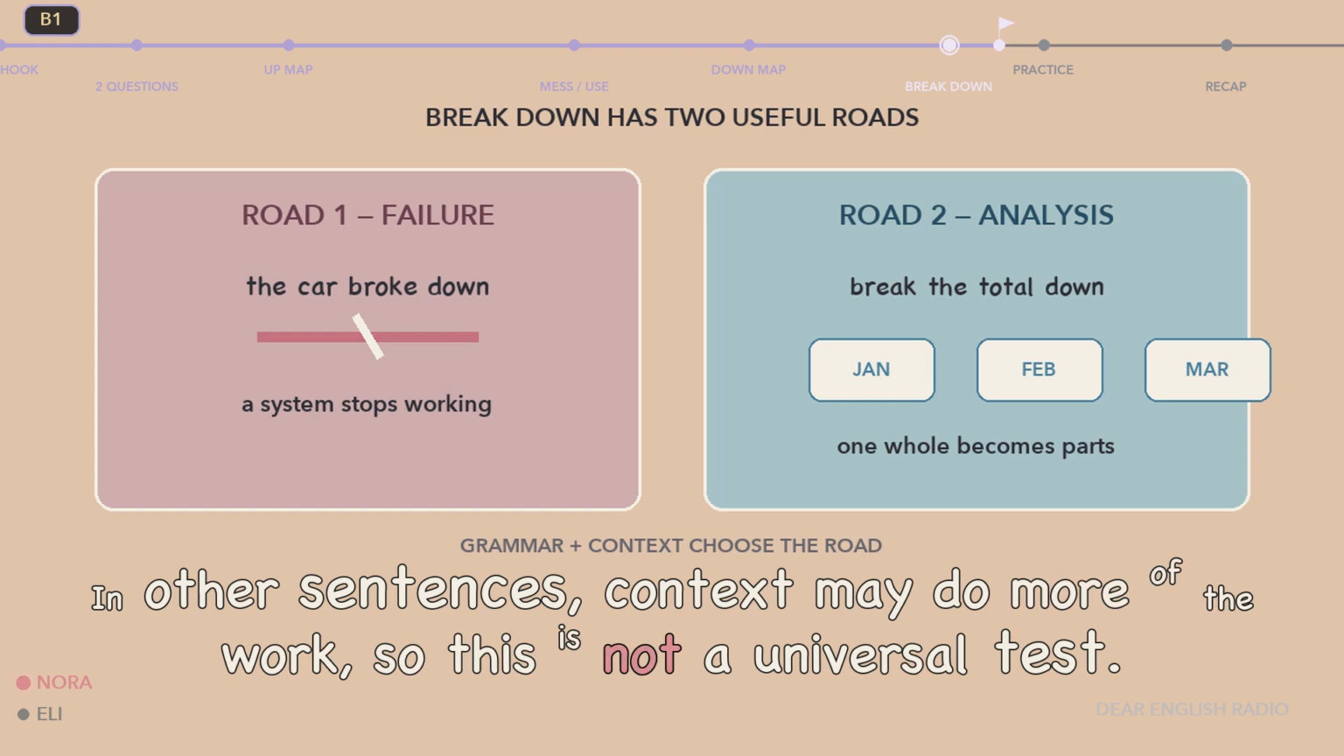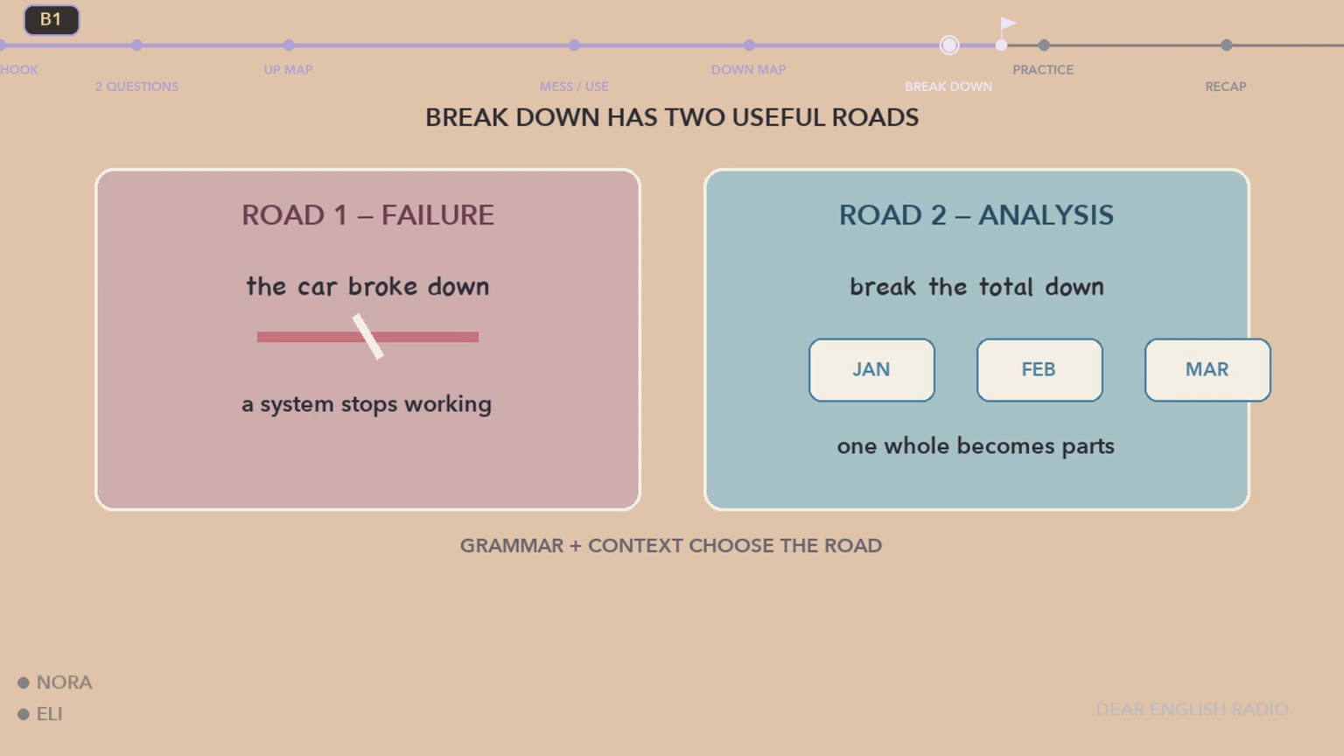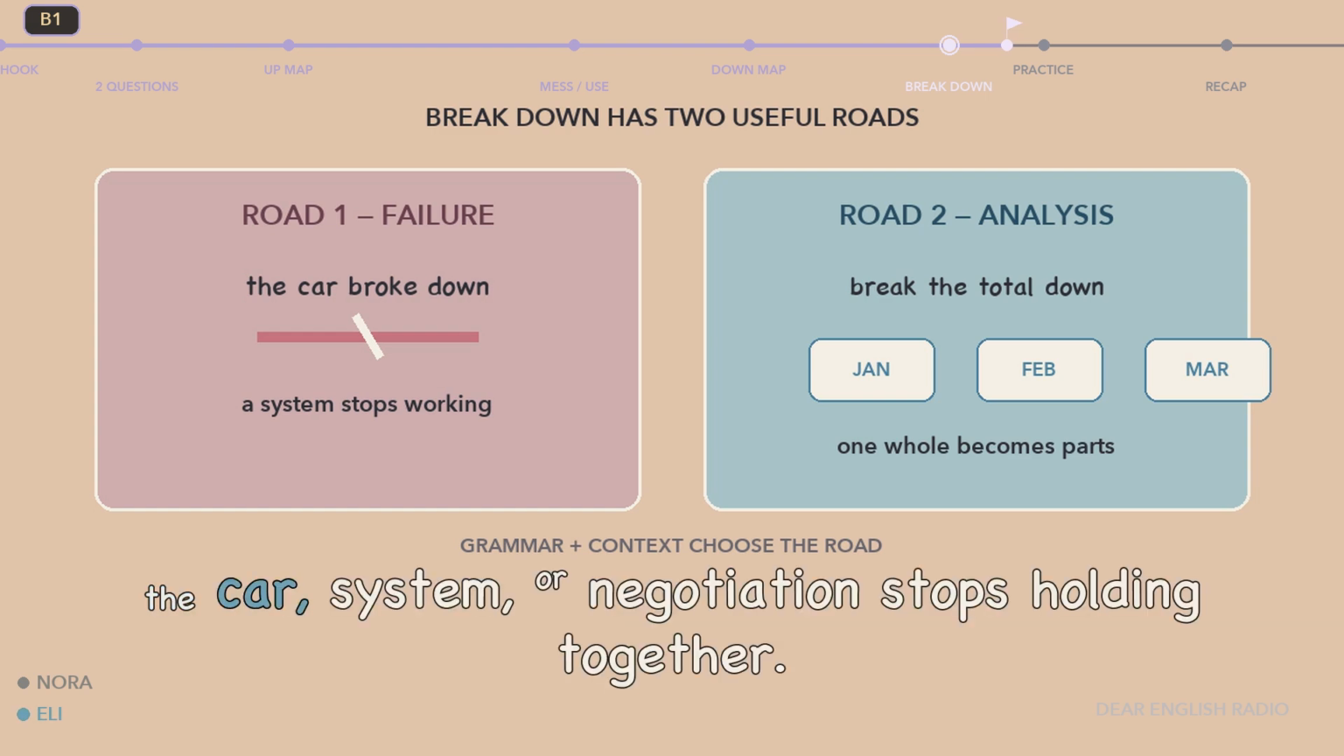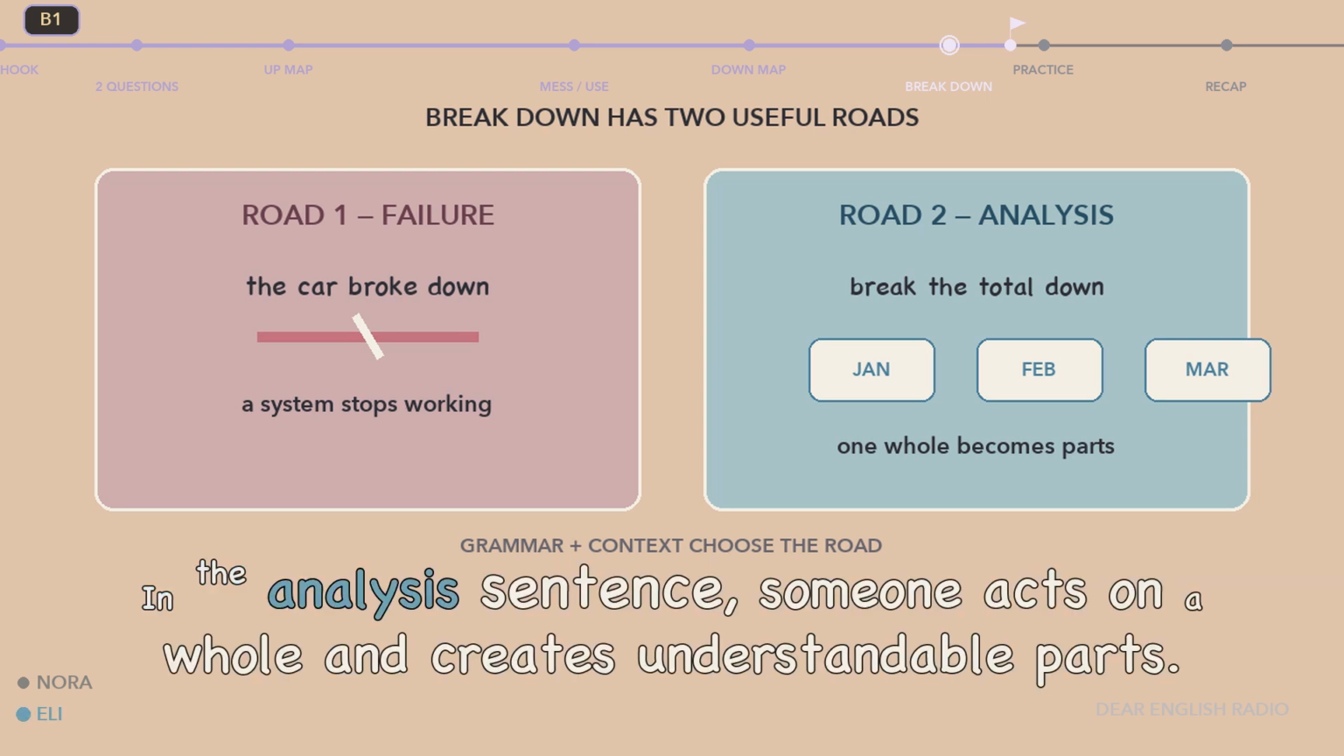So this is not a universal test. Listen for the shape in our examples. In the failure sentences, the subject experiences the breakdown. The car, system, or negotiation stops holding together. In the analysis sentence, someone acts on a whole and creates understandable parts.